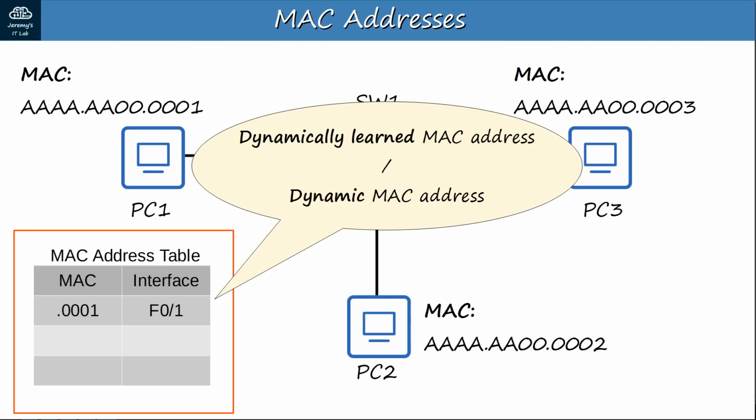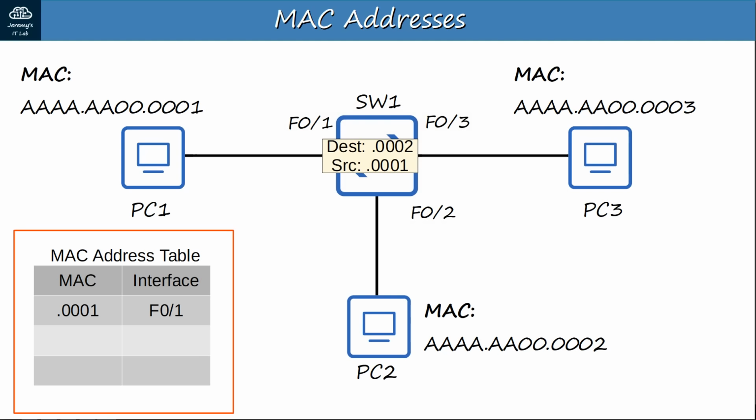Every switch will keep a MAC address table like this, and they fill the MAC address table dynamically by looking at the source MAC address of frames it receives. Since switch 1 received a frame from source MAC address AAAA.AA00.0001 on its F0/1 interface, it knows that it can reach that MAC address on that interface and adds it to the MAC address table. This is a very important concept, so I'll probably repeat it multiple times. This is how switches dynamically learn where each device on the network is, by looking at the source MAC address of the frame. Now, there is one problem.